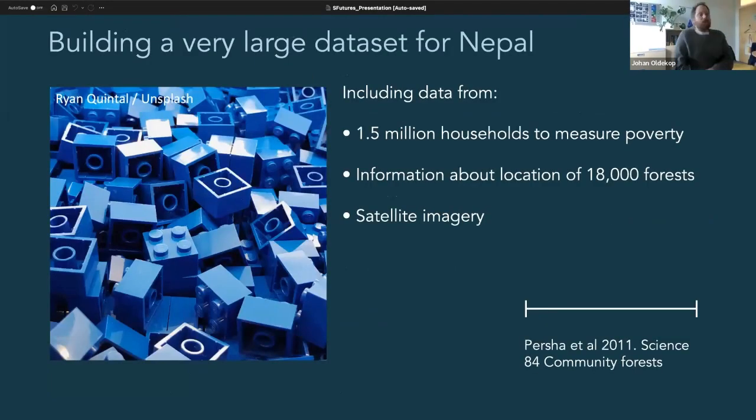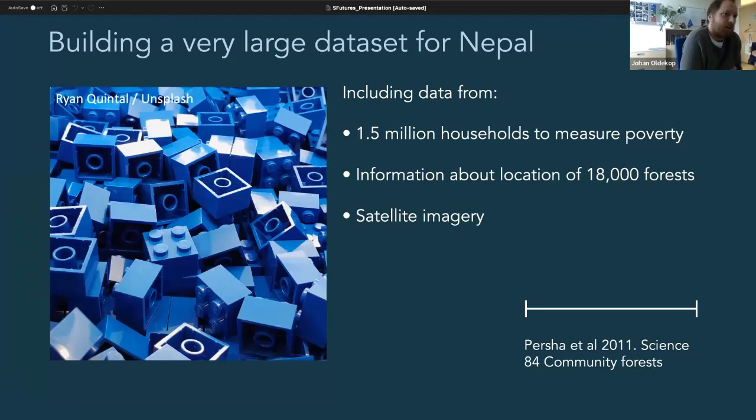And so we constructed a large data set to look at these issues. And this is the part where the data science aspect links together. So we compiled data on 1.5 million households from the national census to measure poverty over time. We got access to the database on community forests, where we were able to get information on, at the time, almost all of the community forests in the country, which were 18,000. And we combined this with a number of other data sets, largely based around satellite imagery.